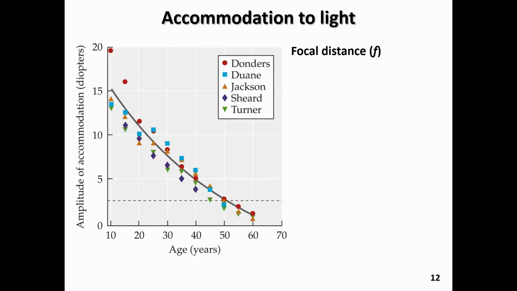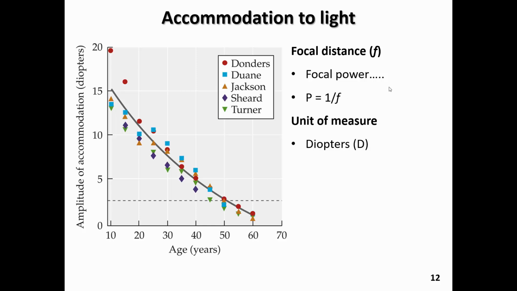Now, when we talk about the focal distance, the lowercase letter f, italicized, is the standard symbol for focal distance. The ability to recognize near objects is referred to as focal power. It's simply the inverse of the focal distance, which is 1 divided by the actual distance to the object. That's focal power, and the unit of measure is what's called a diopter.